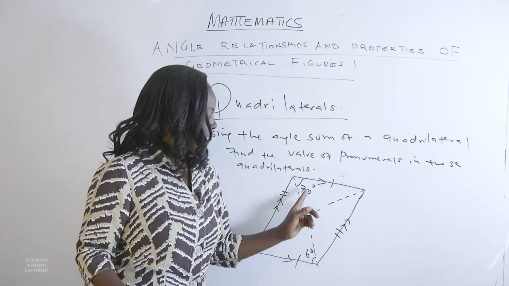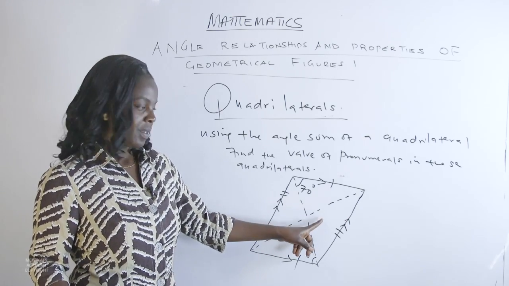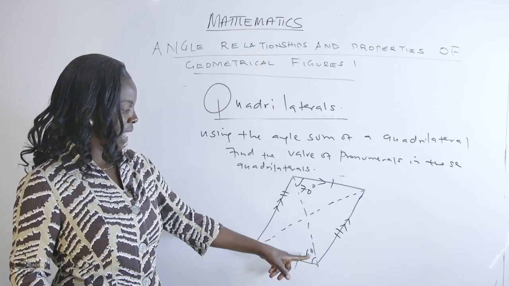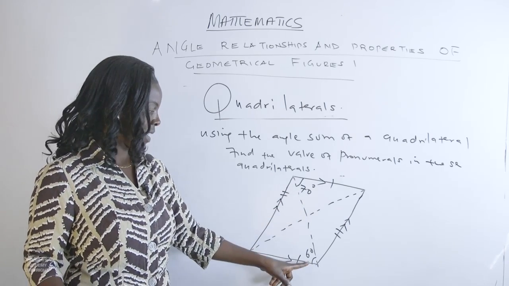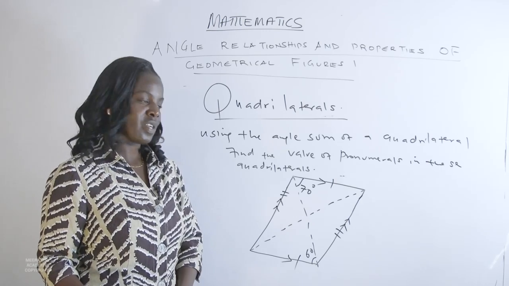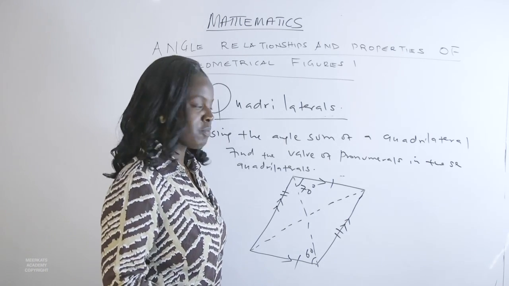So we also have another parallelogram. We have another parallelogram here, and we have these diagonals. We are told here is measuring 70 degrees, here is B. So let's find the value of B. Which method will you use to get the value of B?